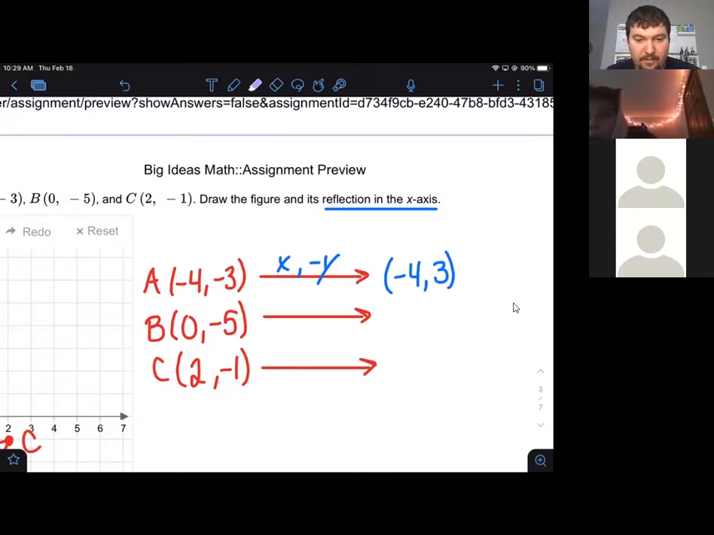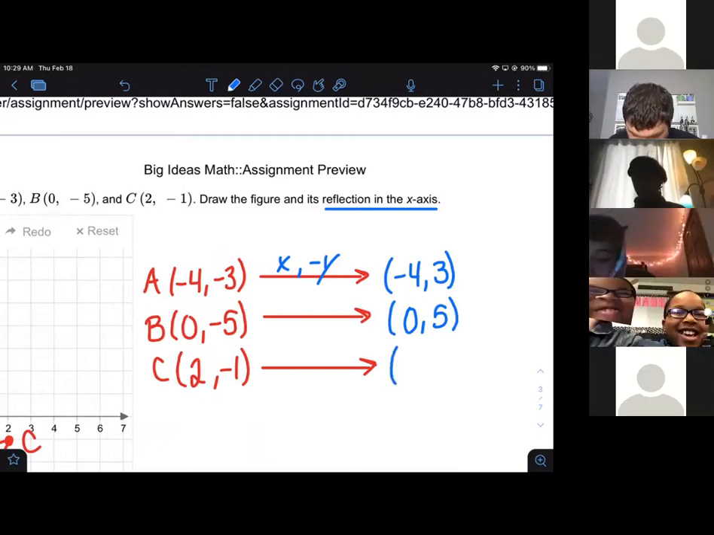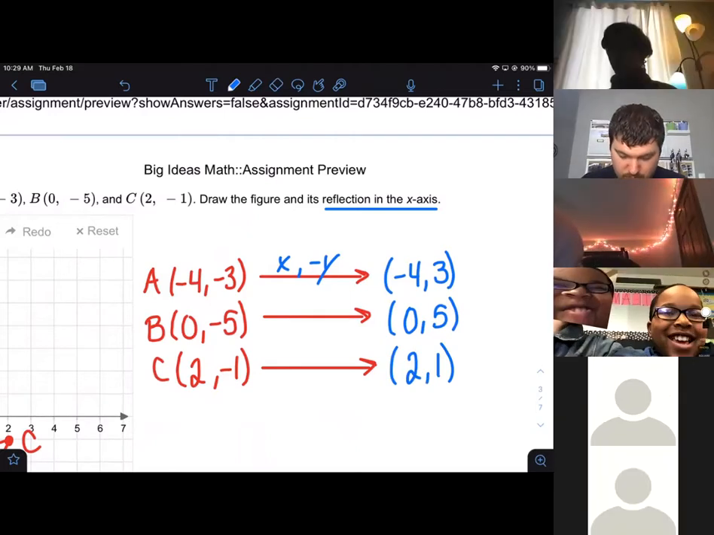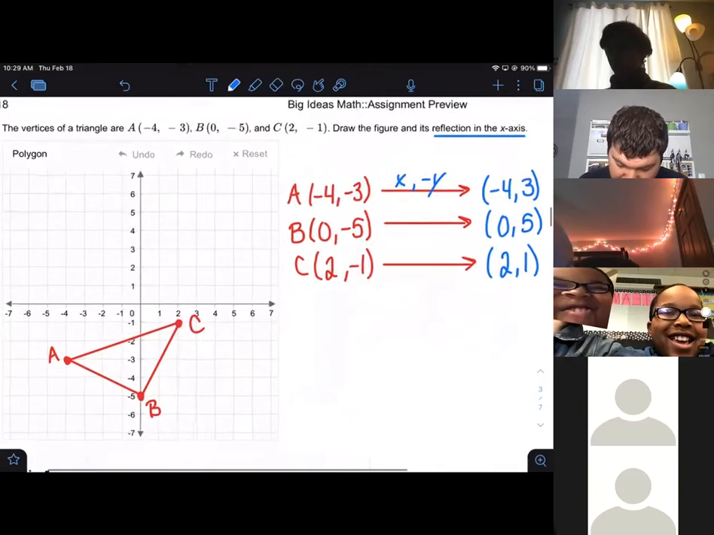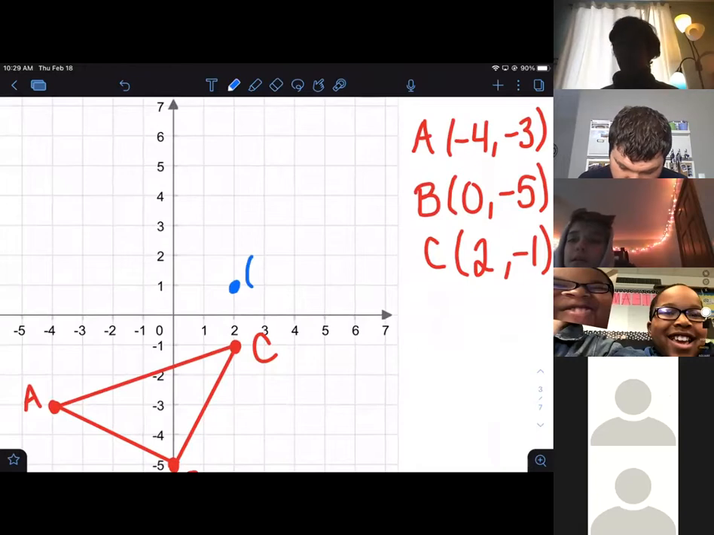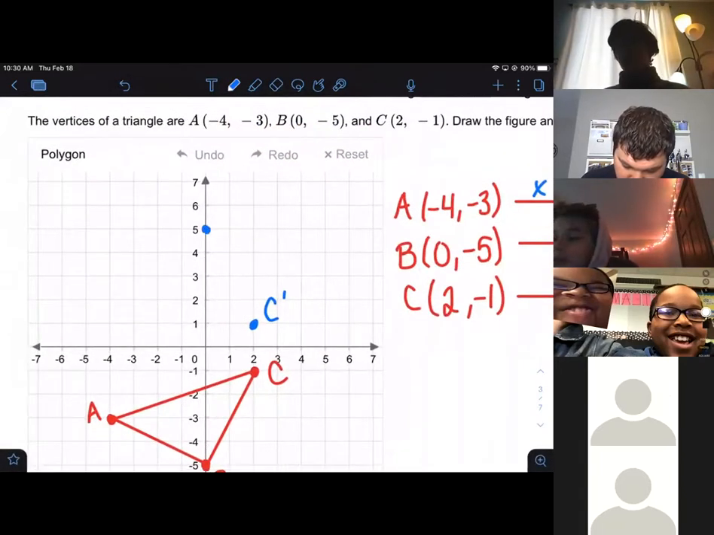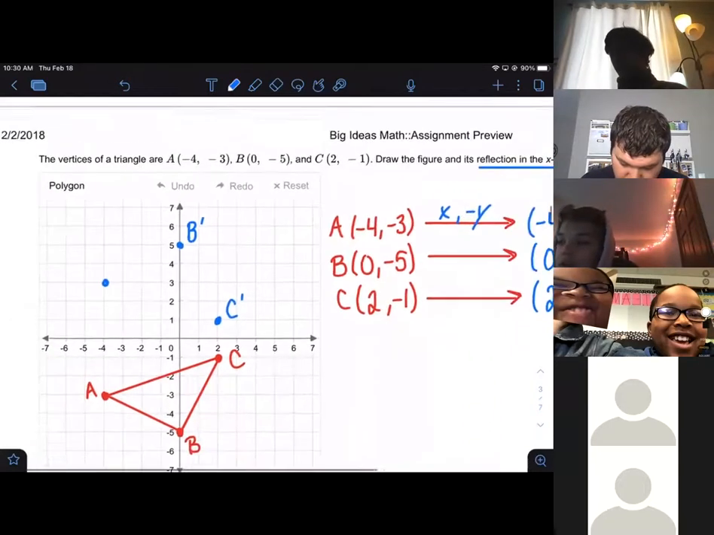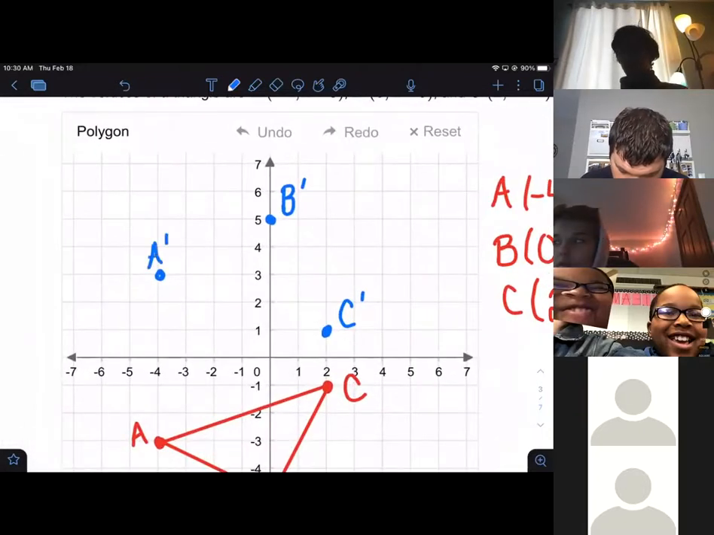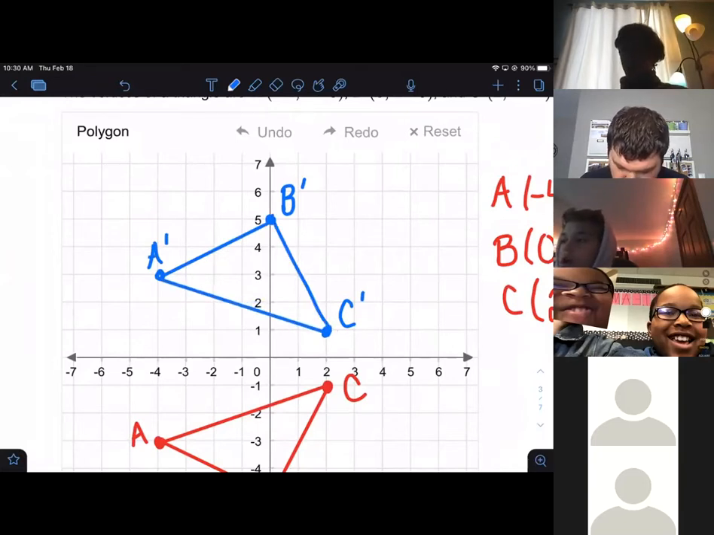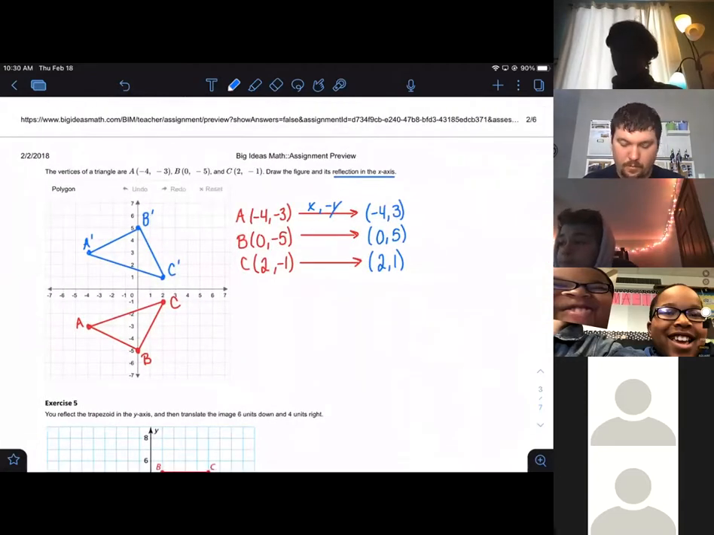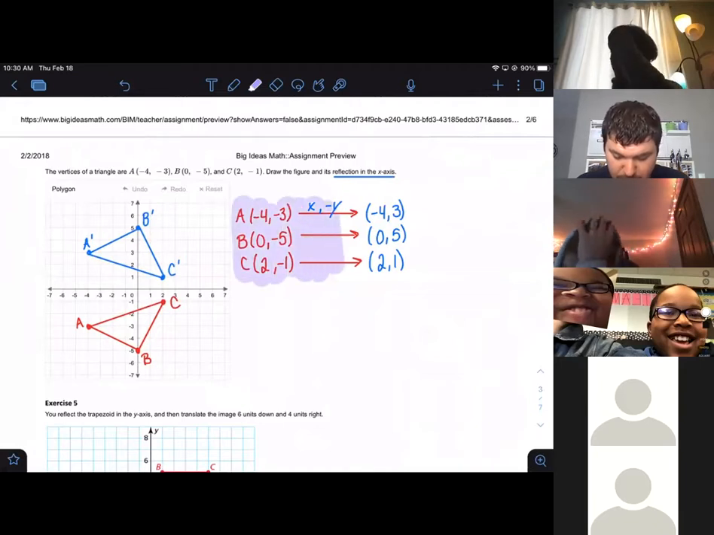Caitlin, what happens when I reflect 0, negative 5 over the x-axis? It becomes 0, 5. Good. Okay, and Ashton Castillo, what about 2, negative 1? 2, 1. Okay. All right, so I'm going to reflect that over the x-axis, so the C prime was right there at 2, 1. And then the B prime was up here at 0, 5. And the A prime we said should be negative 4, 3. Yep, negative 4, 3. And they're mirror images of one another. So this is what you're writing down on your work paper. You don't have to write the coordinate plane down.